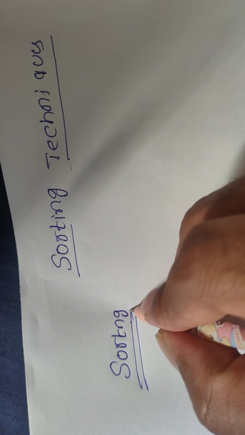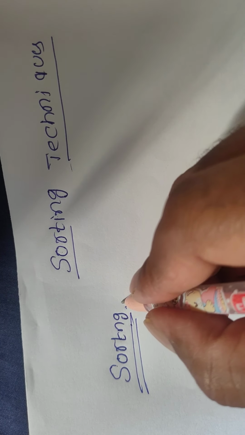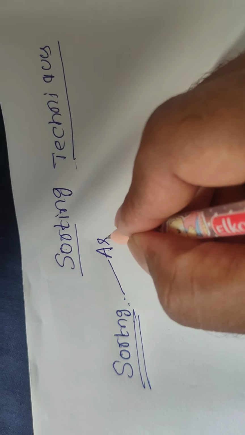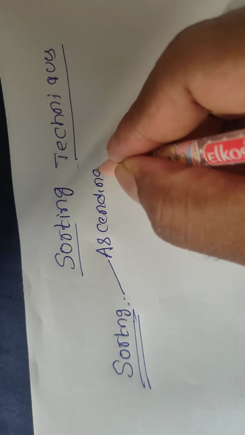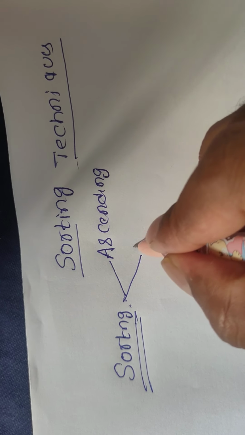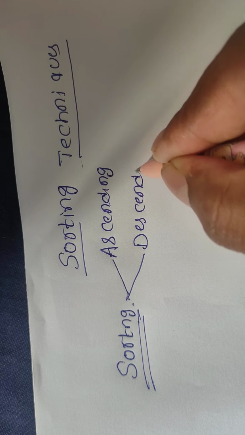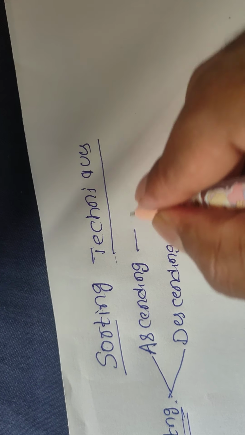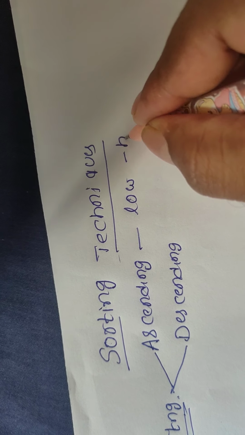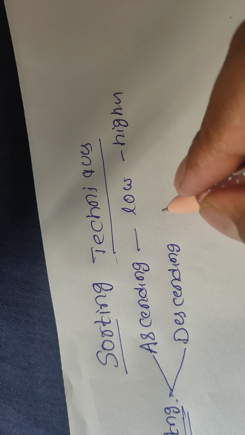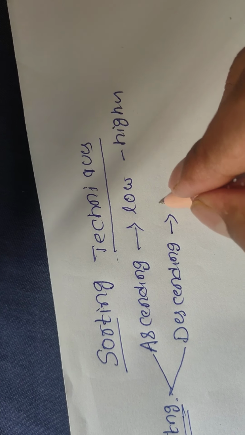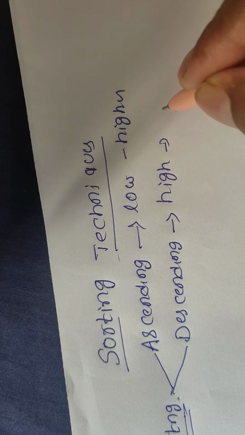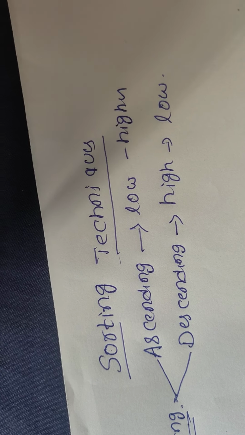Sorting is a technique to arrange the elements either in ascending order or in descending order. Ascending order means the values go from lower to higher, whereas in descending order the values go from high to low. In data structures there are many sorting techniques available. First of all, we will discuss the first technique, that is bubble sort.